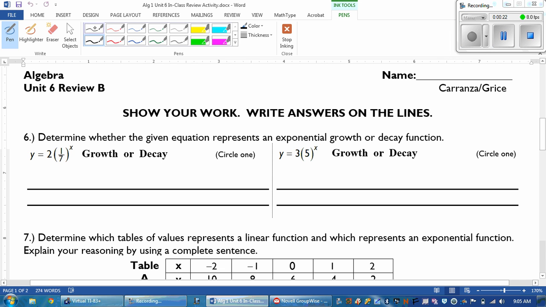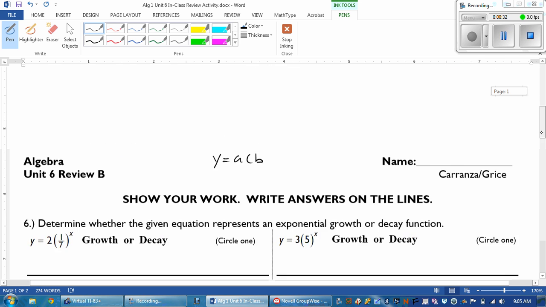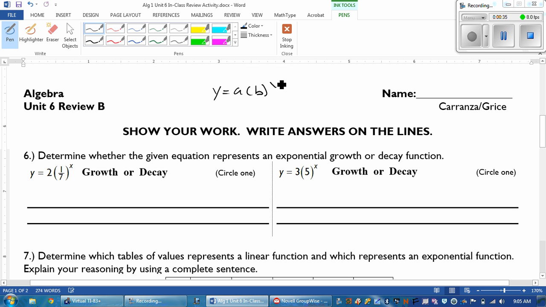Well, the first thing that we need to remember is, what's that main formula? Well, y equals a b to the x power, okay? And the thing that we need to pay attention to is b, okay? So when we're talking growth, b needs to be greater than 1, okay? So if it's exponential growth, b is greater than 1.